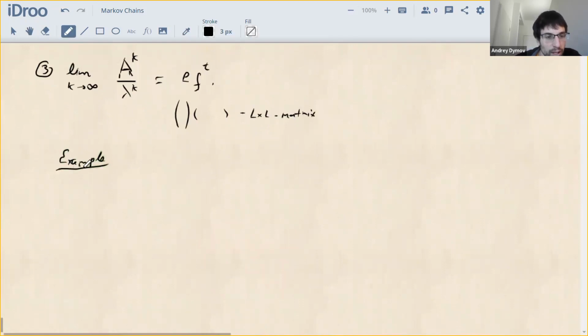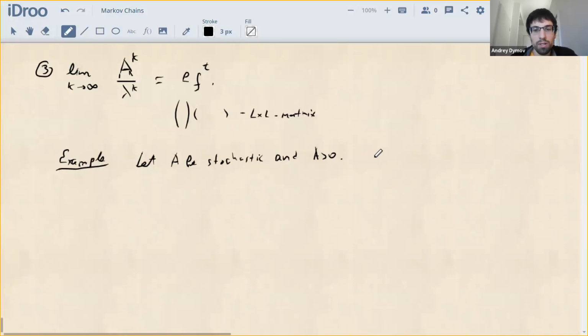As an example, let me consider the case when the matrix A is stochastic. Let A be stochastic, and as in the theorem, strictly positive. Then, in fact, in this case there is almost nothing to prove. Just let us look at what is going on in this case. So what is the question for you? What is in this case the vector E?